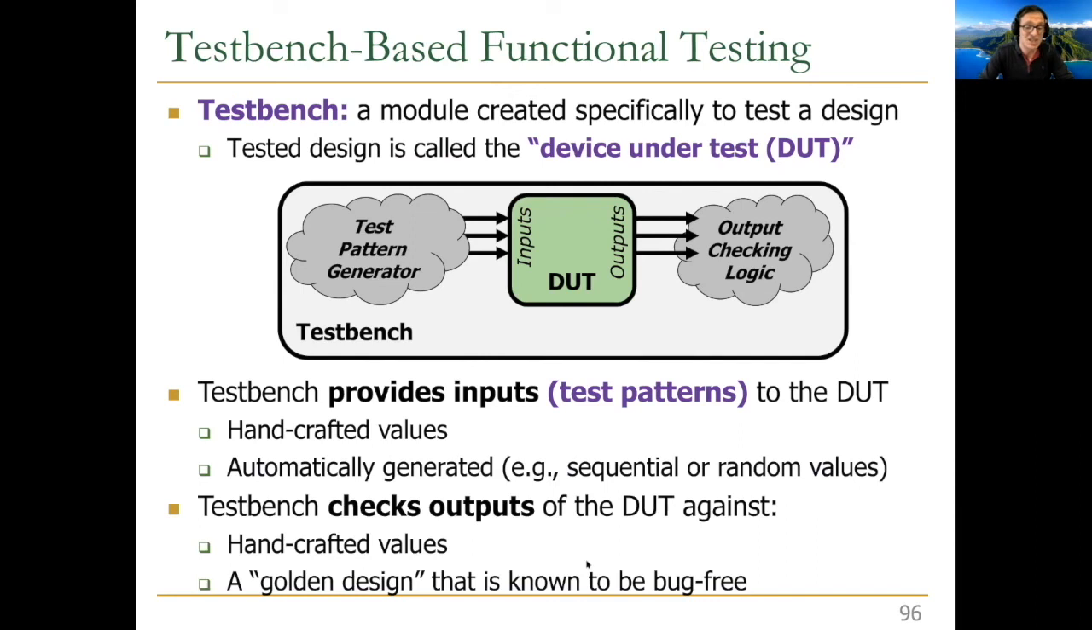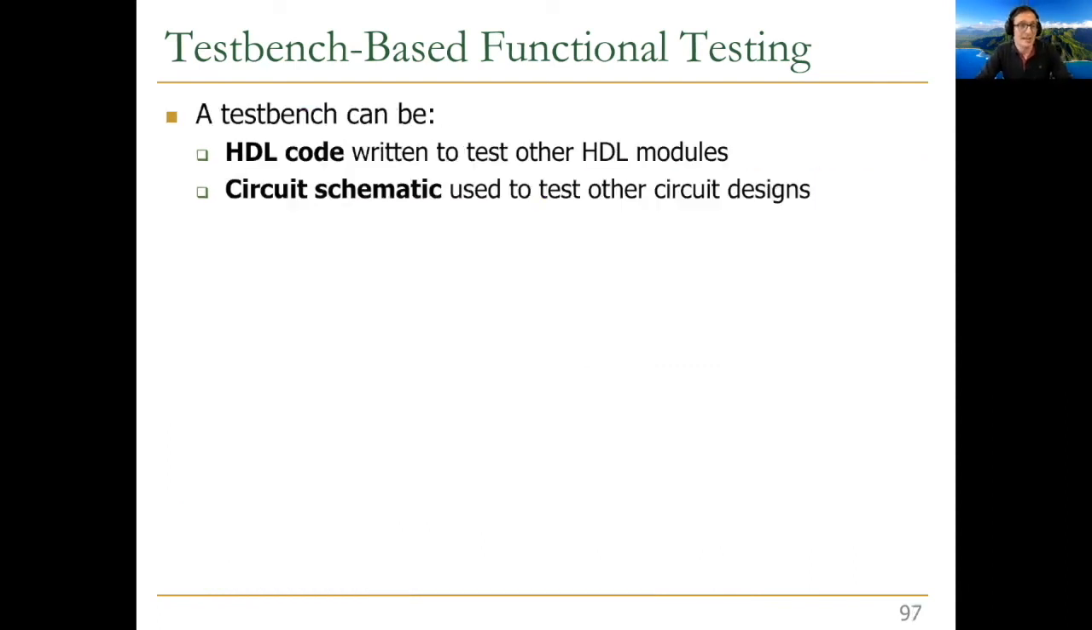And the test bench checks outputs of the design under test against handcrafted values, golden outputs that you know to be correct, or compares it to the output of a golden design that's known to be absolutely correct or bug-free. We will see these differences between these two approaches in a little bit. So basically, a test bench can be hardware description language level code written to test other HDL modules, or it could be a circuit schematic used to test other circuit designs.